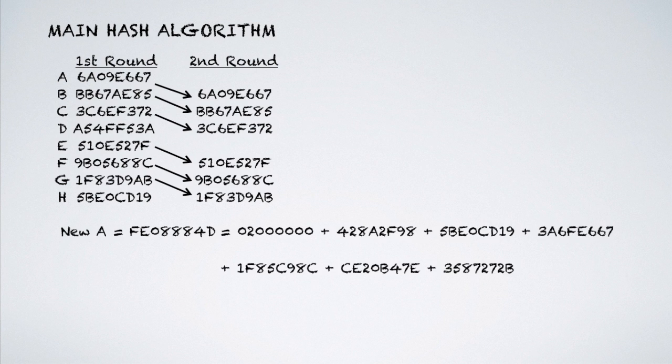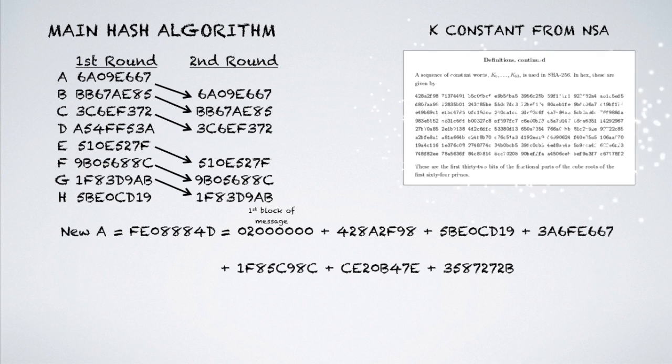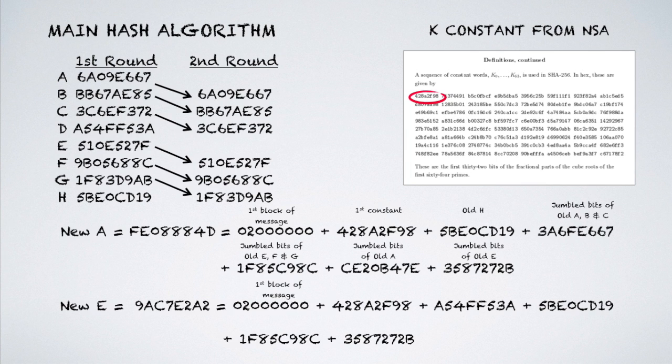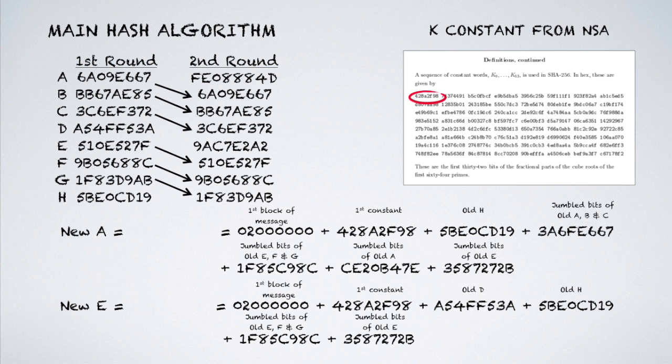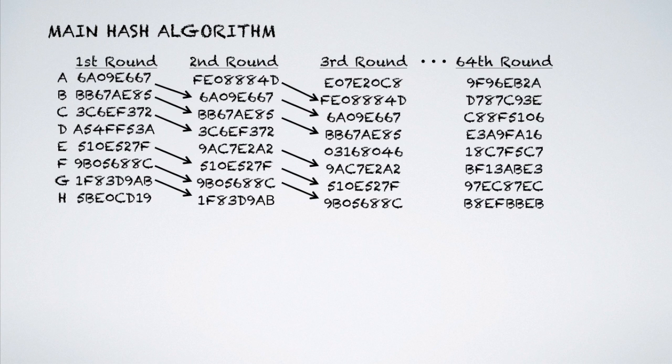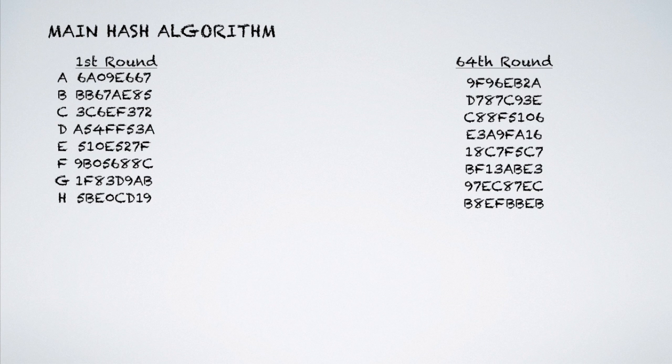So new A is equal to the sum of the message, which we denote as W, another constant from the NSA, denoted as K, old H, the majority figure, which is based on old A, B, and C, the choose figure, which is based on old E, F, and G, jumbled bits of the old A, and jumbled bits of the old E. Now for new E, that's equal to the sum of W from above, K from above, old D, old H, the choose figure, and jumbled bits of old E. We now have a new value for A through H. This process is then repeated another 63 times to produce a final value for A through H. And then finally, the output from this round is produced by adding the final values of A through H to the original values of A through H.